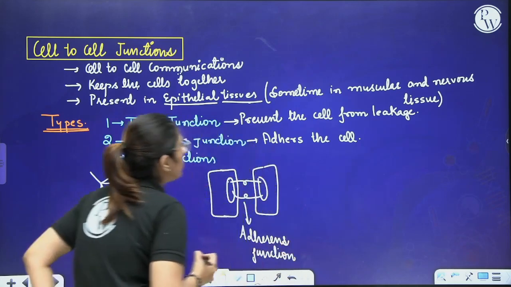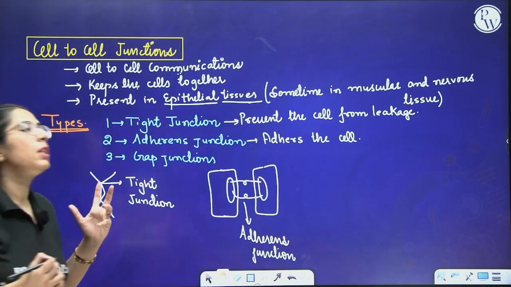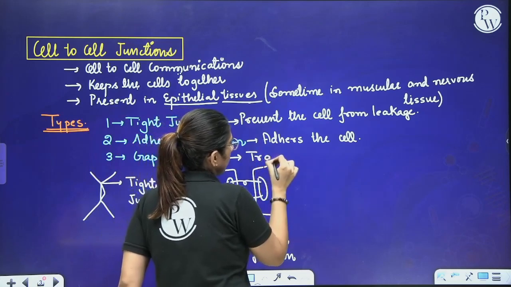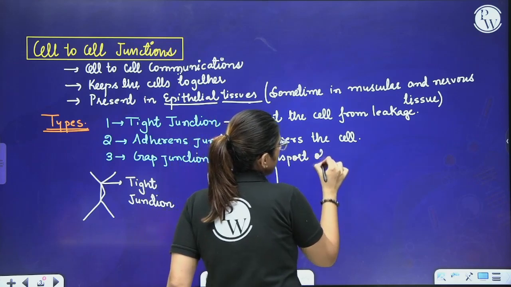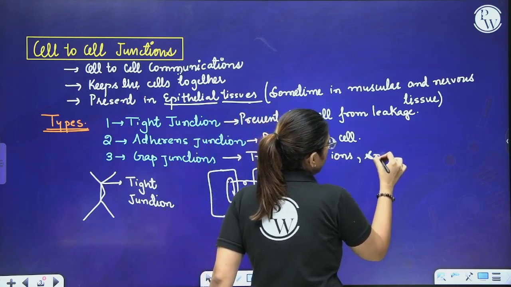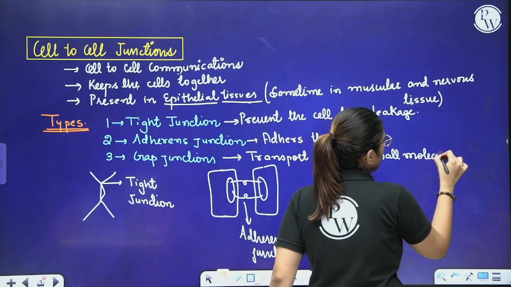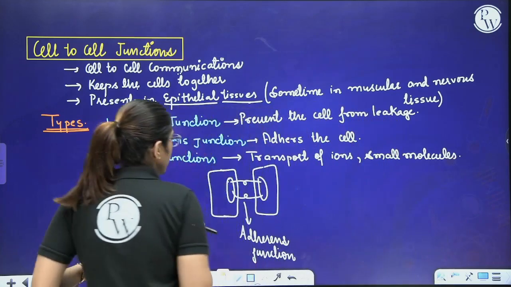Now let's talk about the third one, which is the gap junction. Gap junction is the one which helps in the transport of molecules: ions, small molecules, including some small proteins also. So, their transport is because of the gap junction.